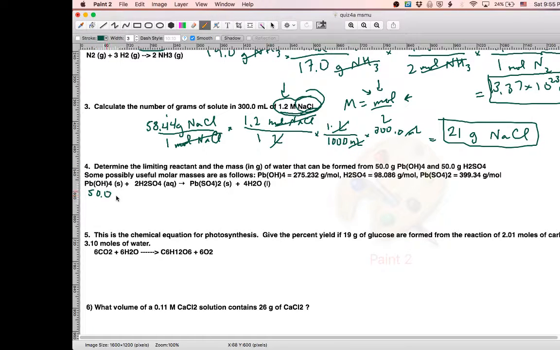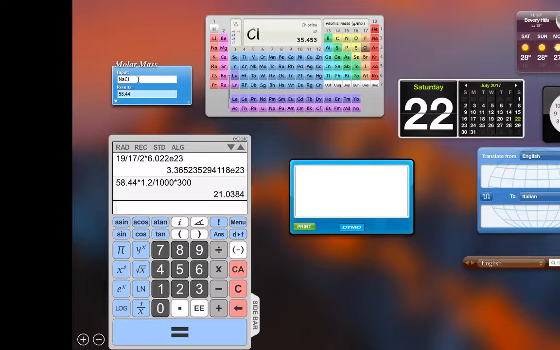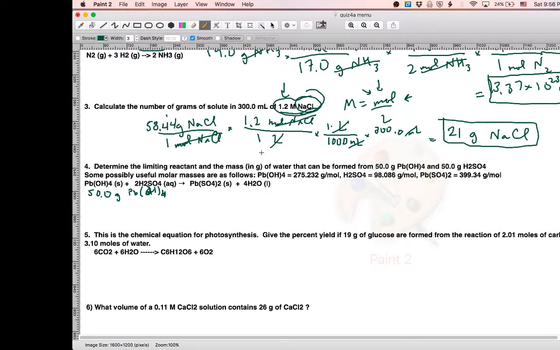Start with 50.0 grams of PbOH4. This is lead 4 hydroxide. Right now, I go to the periodic table to add these up, except in the interests of your time watching this video, I'm going to use Mr. Fancy Mac tool. This is free, by the way, if you use a Mac. 275.232 grams per mole. Alright, so that's going to be 275.232 grams in one mole of PbOH4.